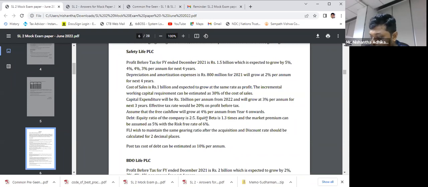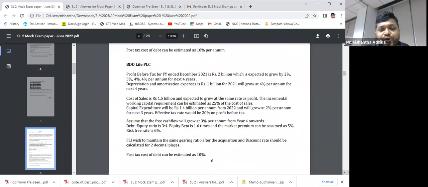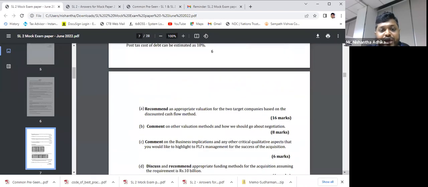That is there. Then next one, BDO Life PLC, same information. I'm not going to read it. Same type of information. You have to recommend an appropriate valuation for the two target companies based on the discounted cash flow method.